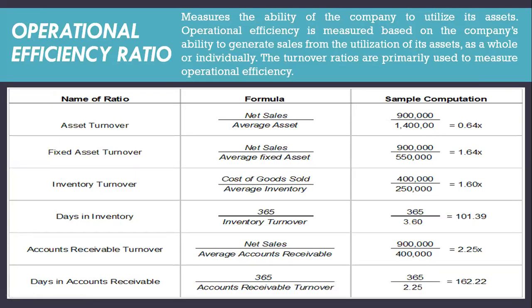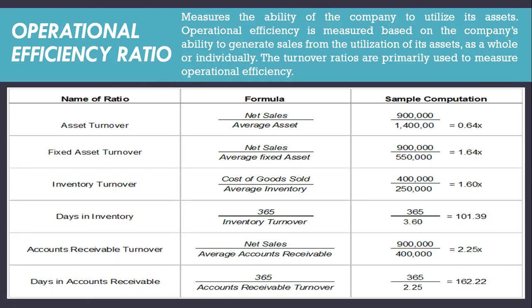So next naman po sa operational efficiency ratio. It measures the ability of the company to utilize its assets. Operational efficiency is measured based on the company's ability to generate sales from the utilizations of its assets as a whole or individually. So the turnover ratios are primarily used to measure operational efficiency. Na-encounter nyo po to kung matatandaan nyo. Ito po ay na-discuss na po natin sa ating statement of cash flow. Yung profitability, operational, or operating activity.